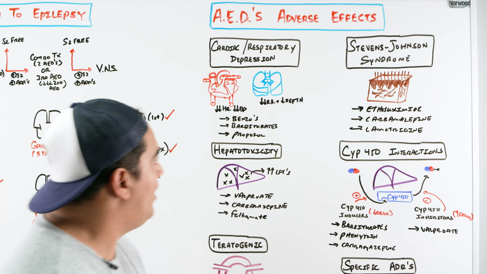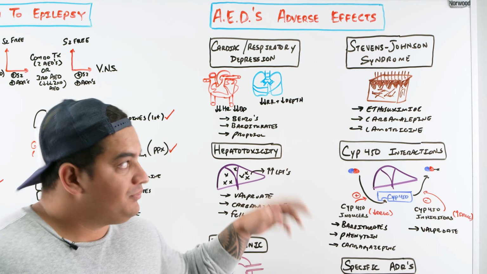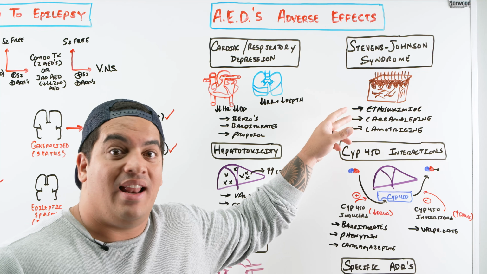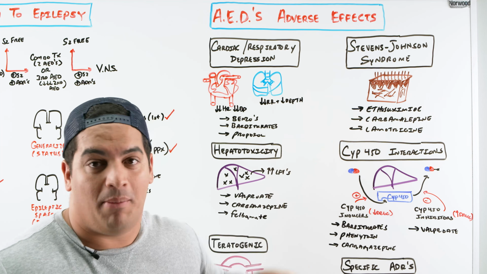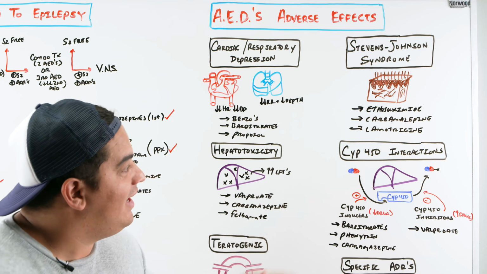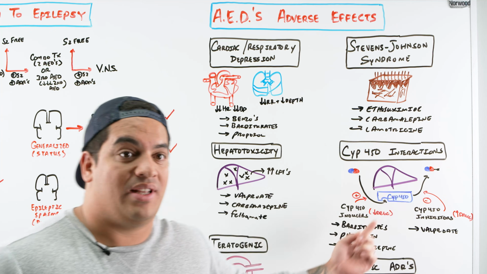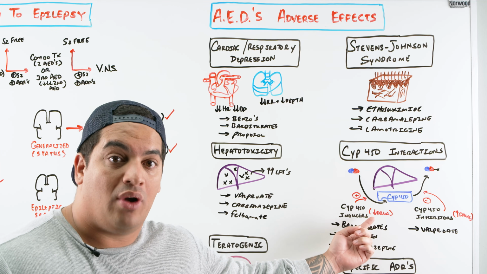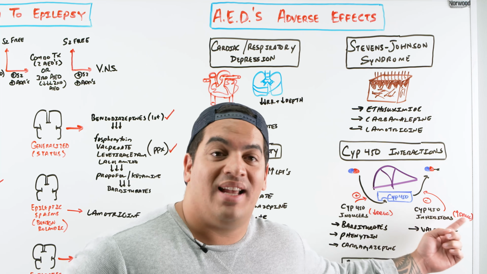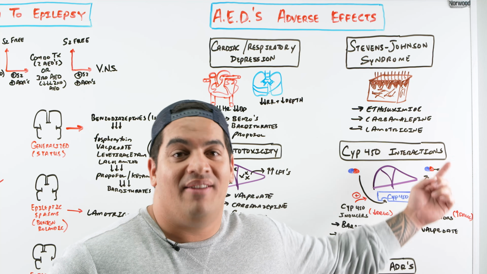So again, a quick recap here. Cardiac respiratory depression: benzos, barbiturates, and propofol. Stevens-Johnson syndrome: Ethan, Carl, Larry. Ethosuximide is the next one, then lamotrigine, and the last one is carbamazepine. Hepatotoxicity: valproate, carbamazepine, and felbamate. And then CYP450 interactions, in other words, it can alter the efficacy of other drugs. The ones that will decrease the efficacy of another drug would be carbamazepine, phenytoin, and barbiturates. And the ones that can do what? Increase the efficacy of another drug, it is going to be valproate.